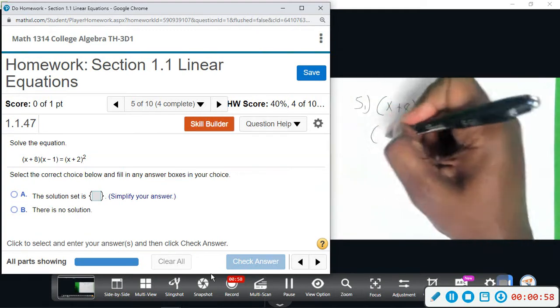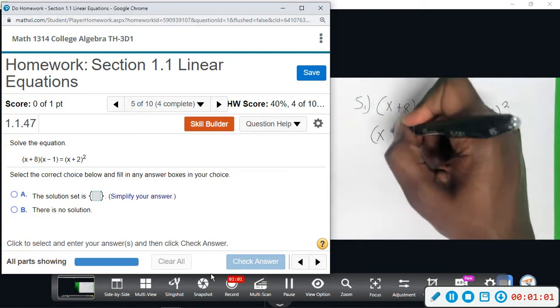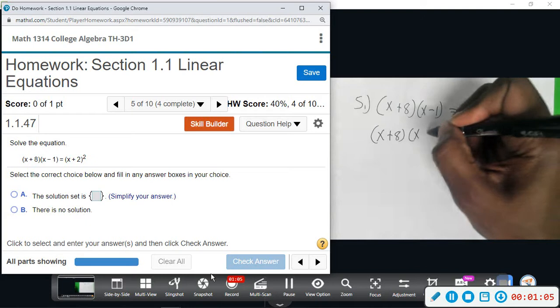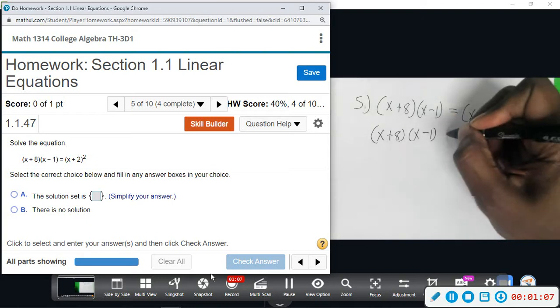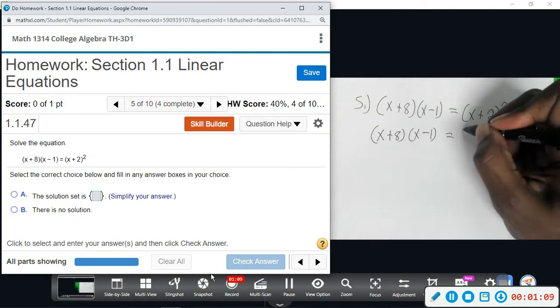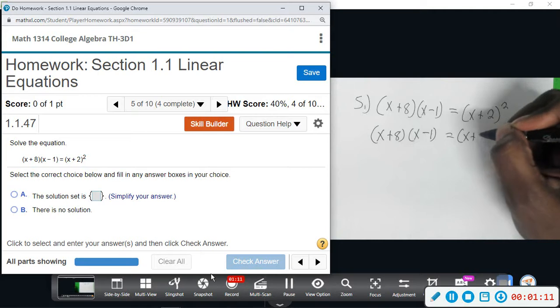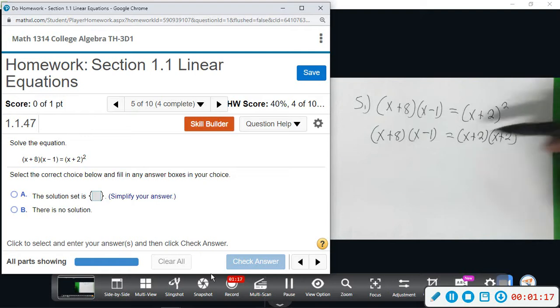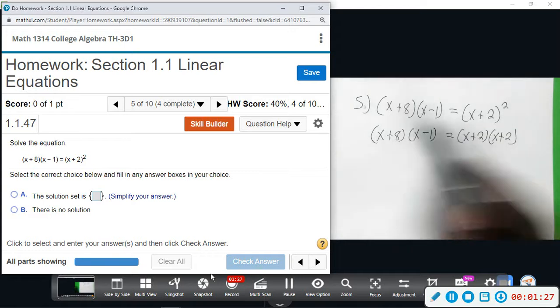So this is what I would recommend. Write the problem. The left side will stay the same. And then rewrite this as x plus 2 times x plus 2. Now, the next time I see squared, I will show you the shortcut, but it's good to be able to do it this way. At least you have one way to do it. So if you can do FOIL.